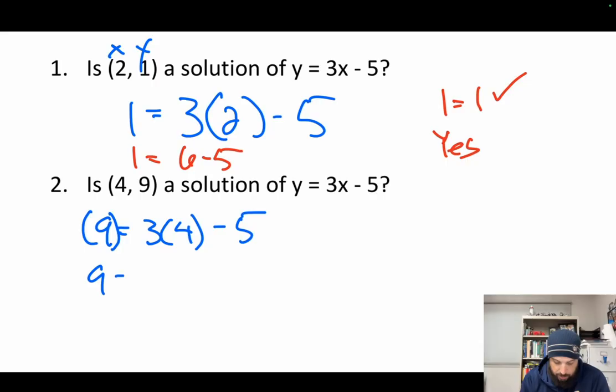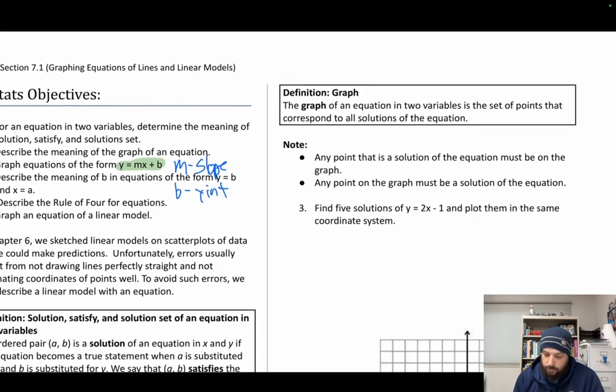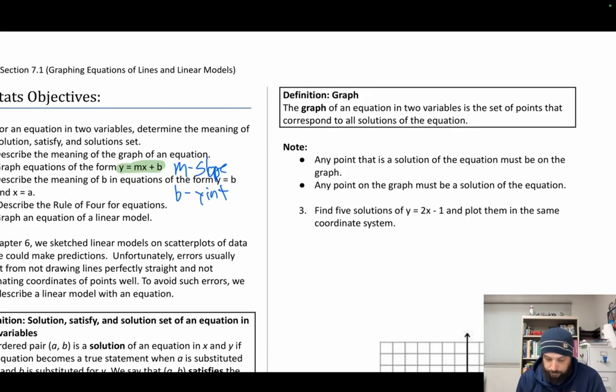So then I get 9, 3 times 4 is 12, minus 5. 9 equals 7. So that does not work out. So that would be no. All right, so basic definition of graph here. It's an equation in 2 variables. And it's the collection of the set of points that correspond to all solutions of that equation. So any point that is on the equation is a solution, and therefore also must be on the graph.